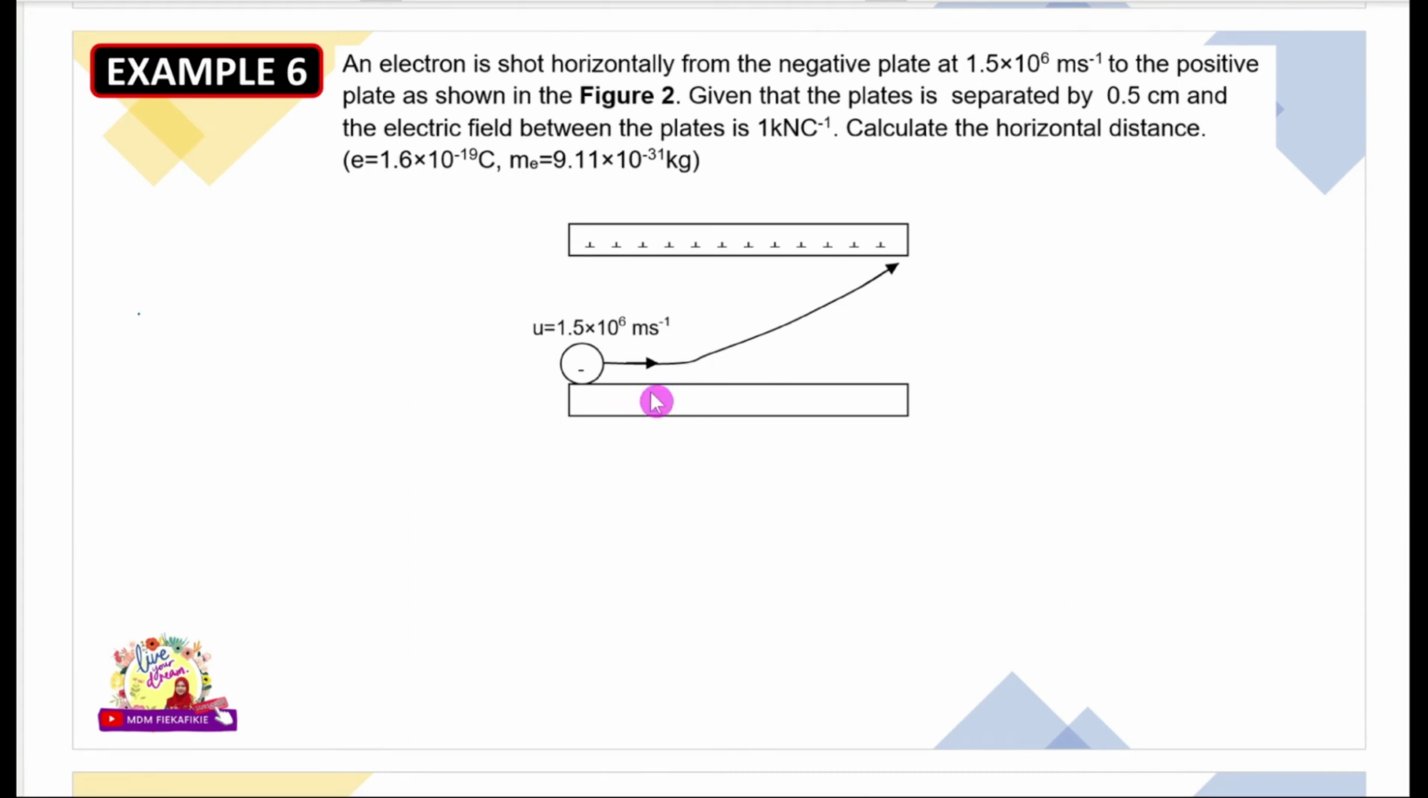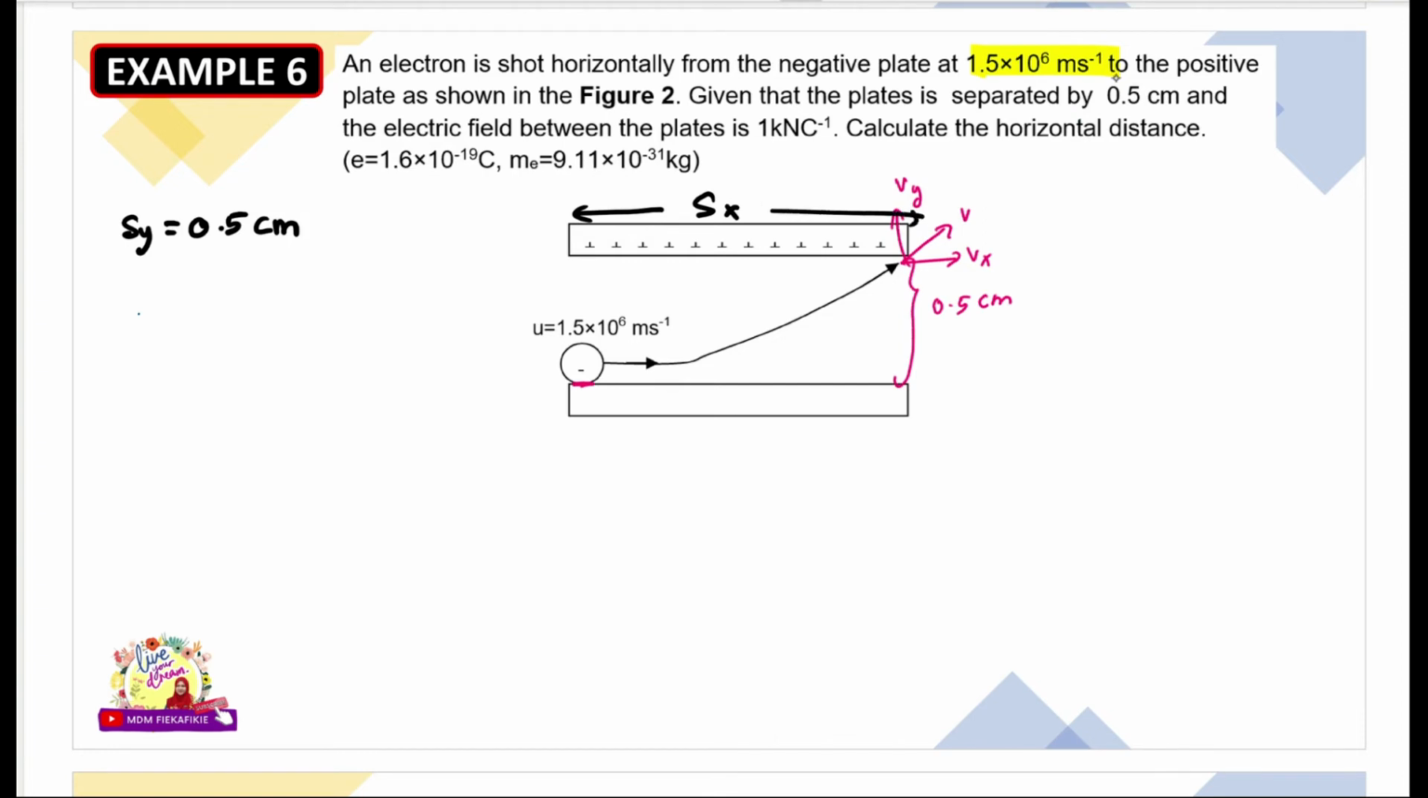Alright, example number 6. So here we have an electron. Okay, it's shot horizontally from the negative plate at this is the Ux to the positive plate, given that the plate is separated by 0.5 cm, means that this is 0.5 cm. So, kita nampak dia mula dekat bawah kan? So, kita boleh consider dia keluar dekat sini V. Okay, therefore, we can write that 0.5 cm tu adalah dia punya SY. Okay, and then SX dia tak bagi. The length of the plate dia tak bagi.